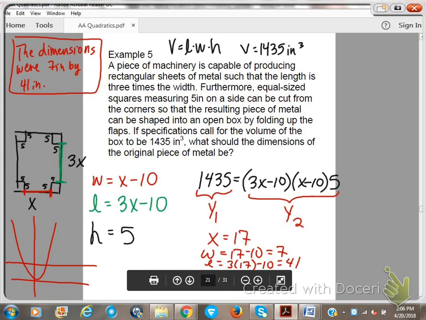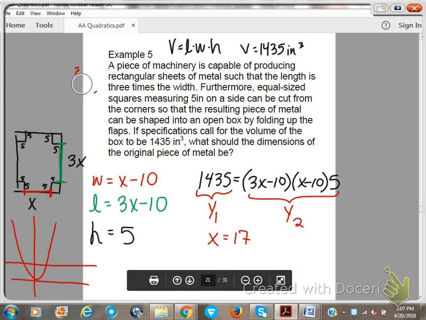Or 10 on both of them? Oh, snap, you're right. That would be better, wouldn't it? I did it for the box, and we need to do it for the original. 51. In fact, let's just go back to the original. If this is 3x, and you plug in 17 there, 51. Okay, and then 17. So the dimensions would be 51 by 17, which, Matt, we would have gotten if we'd added on 10, like you said. Good call.